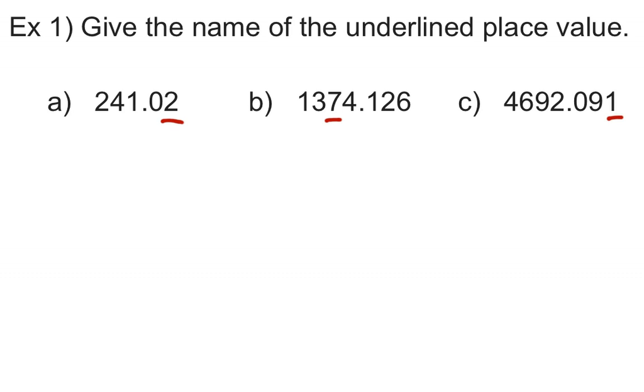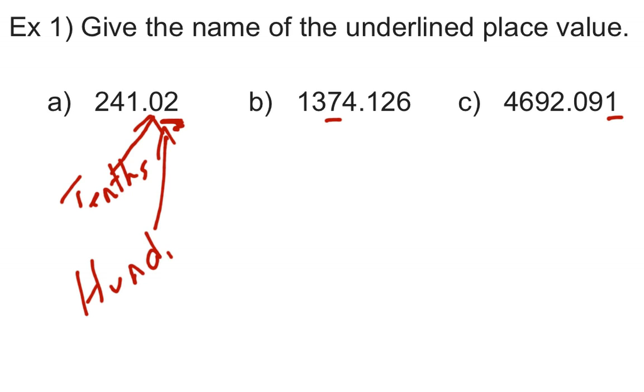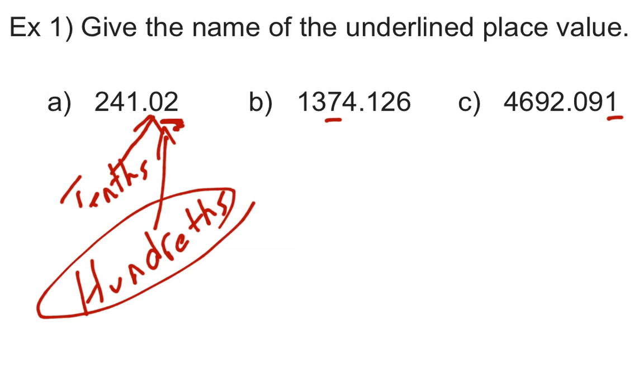Okay, we're back. Part A here. You can see that I have this 2 underlined right here. I want to determine that place value. Well, what I know is one spot to the right of the decimal point is our tenths place. So I'm looking at the second place here, which I know should be the hundredths place, because it goes tenths, then hundredths, then thousandths. That one is in the hundredths place.